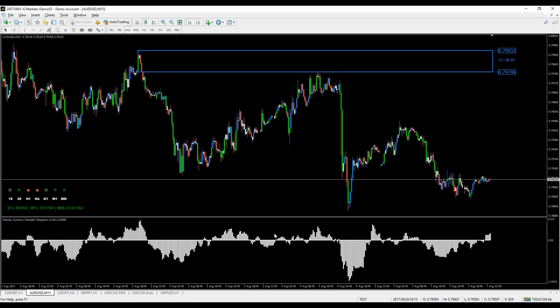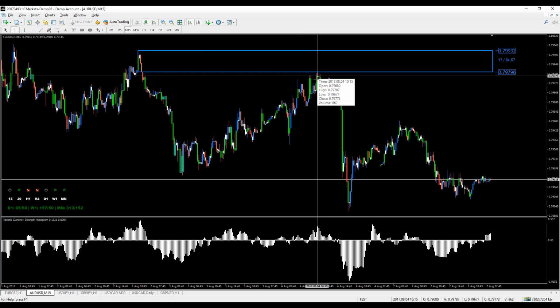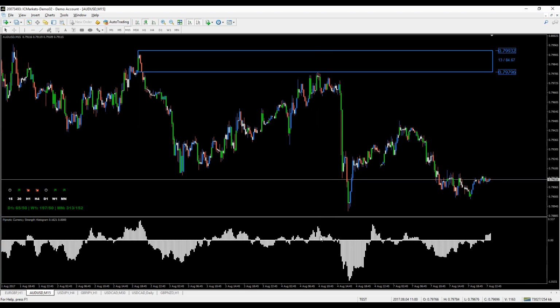You can see that we reached a peak roughly here, at this period of accumulation. So price rallied, we accumulated for 2 periods, and then we sold off. After this peak here, you can see what happened to the histogram. What happened to the Australian dollar relative to the American dollar? Well, it started to weaken.